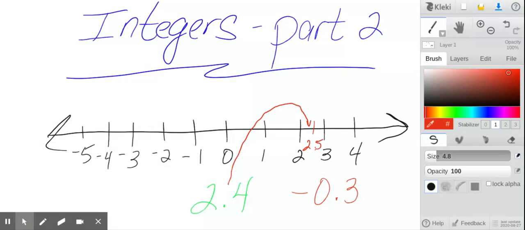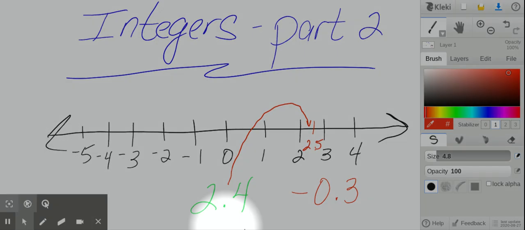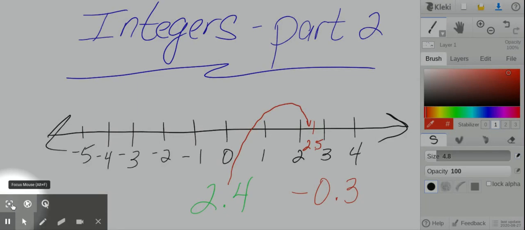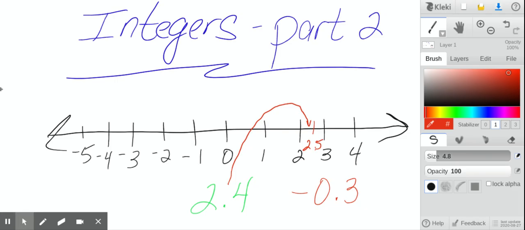All right. So now let's say I had the number negative 0.3. Now this is a little bit trickier. I need to know that negative 0.3 comes between 0 and negative 1. So it's going to be in between here somewhere. So again, let's identify where our halfway mark is. If I went right in between 0 and negative 1, that would be my negative 0.5.